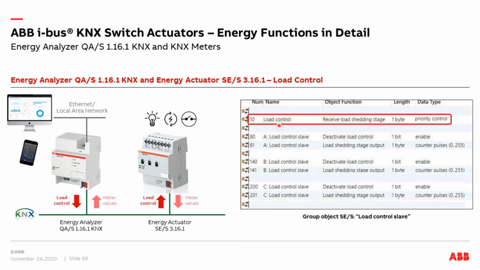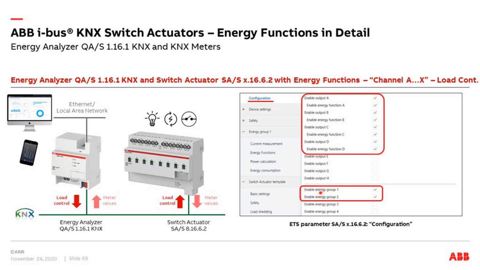Then we will see we get 1 object for load control per complete device, and here the energy actuator receives this shedding stage. If we want, we can also change the set shedding stage per channel via this object. It's a parameter to enable, yes or no, and we can also deactivate the load control per channel. Again, A, B, and C is also possible.